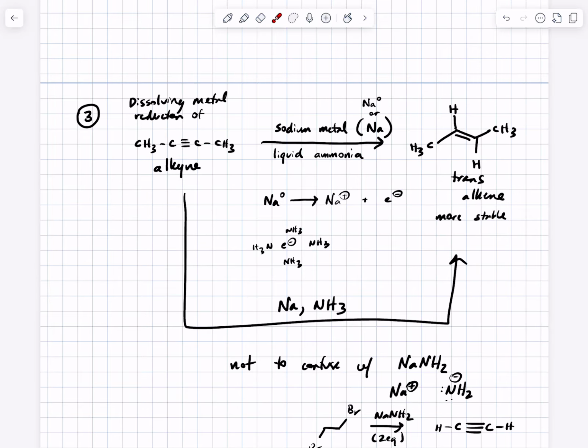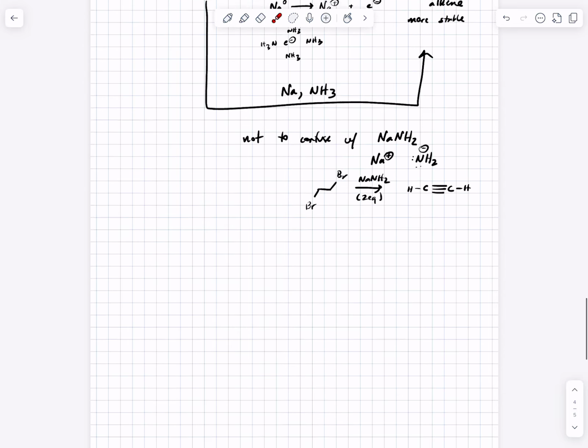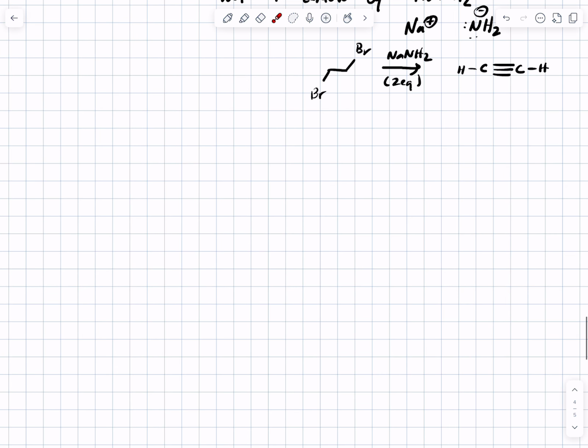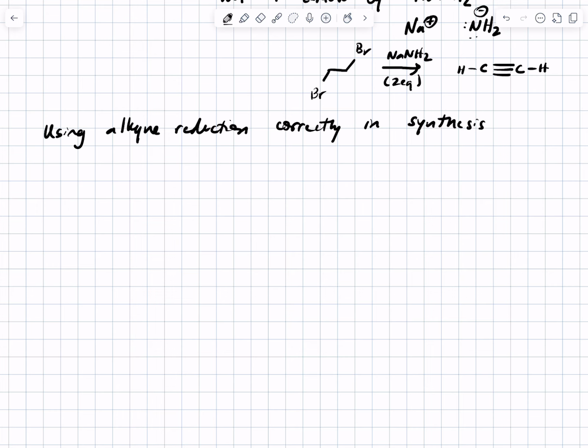Okay. I want to show you how I can use these 2 different reactions with 2 different stereochemical outcomes to test your understanding of reactivity and stereochemistry. So, using alkyne reduction correctly in synthesis. We're going to do this in the forward direction. And it will seem totally obvious to you, and then we'll try it in the reverse direction, and you'll probably see how it's not so totally obvious to you.